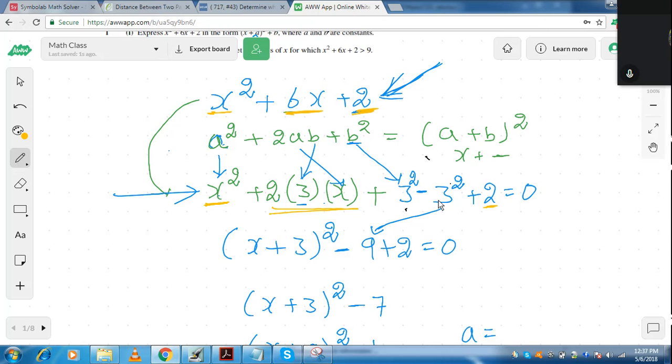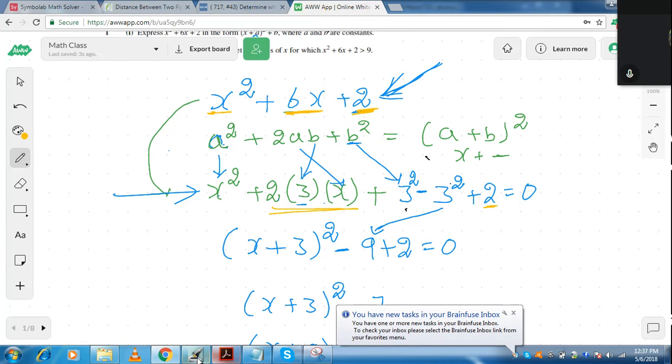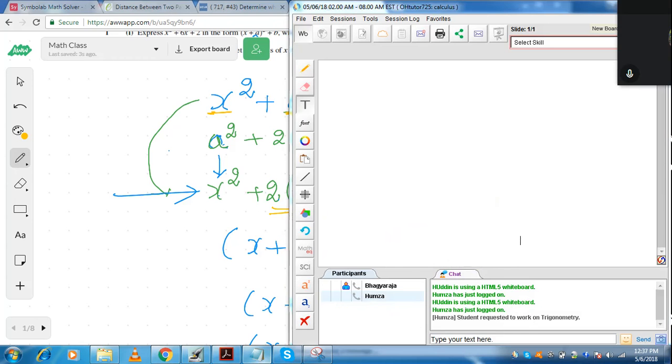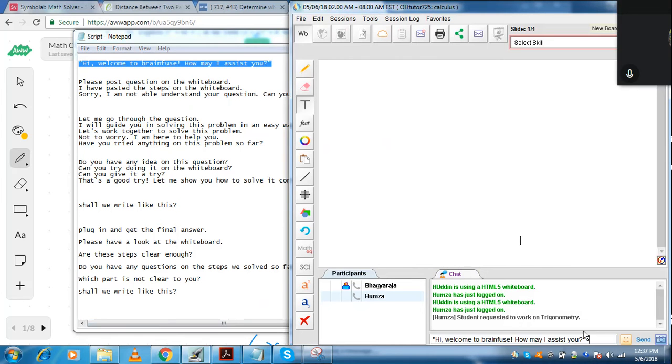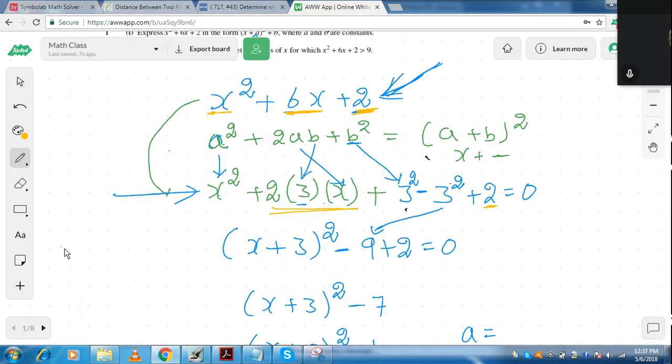I added and subtracted 3 square because the b square term is not there. To write this one in the form of (a plus b) whole square, we need to add and subtract the b square term. Because of that reason, we just added and subtracted. So the remaining equation will be the same if we add and subtract. Because of that reason, I have done like that. Any questions? Are you clear?